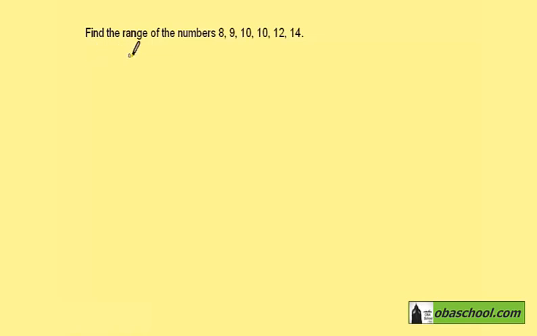We want to find the range of the numbers 8, 9, 10, 10, 12 and 14. The range is our first measure of dispersion, or spread of the data. This measures how spread out the data is from the average. The range is very easy to calculate.